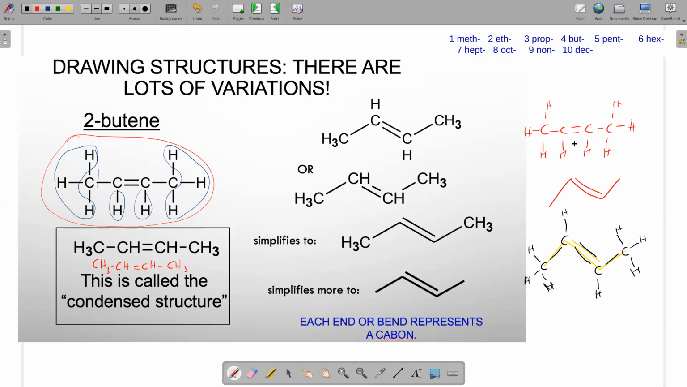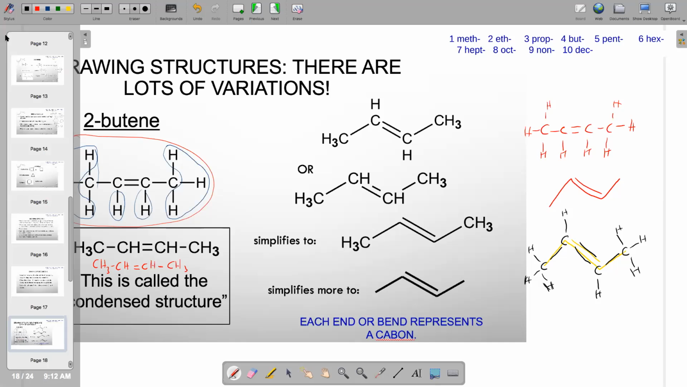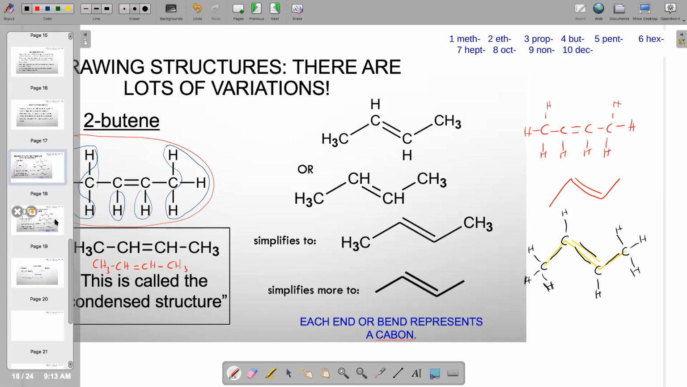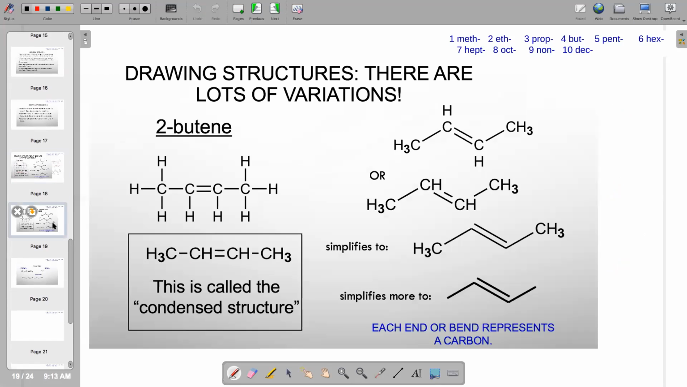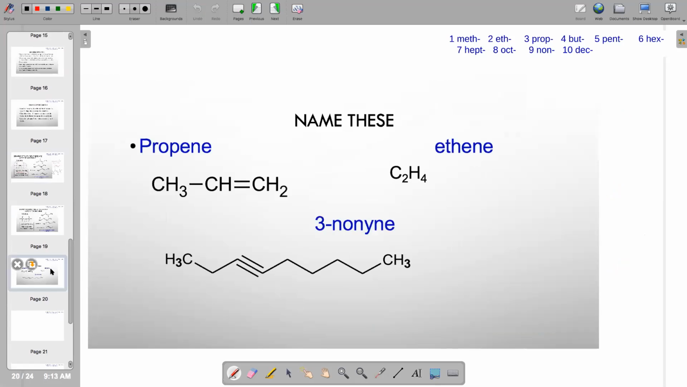You'll see different variations of structures and formulas for organic molecules based upon how well people are at recognizing what this shape here means and how that relates to numbers of carbons and hydrogens. So you'll see lots of those variations as we go along. Let's see. I guess I got that one in there twice.